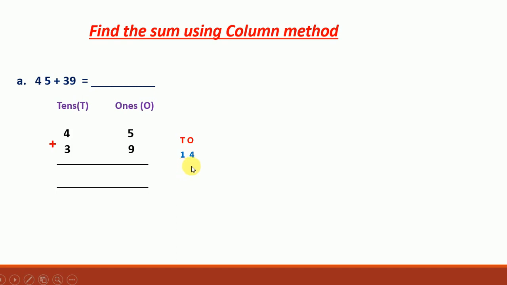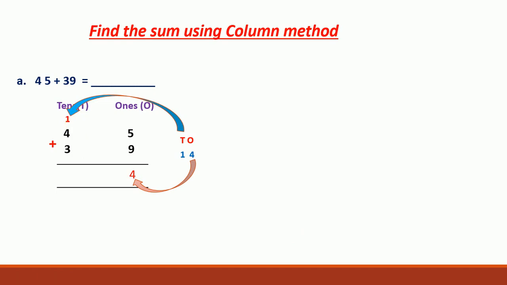So from that 14 we only write the ones place down in the answer. In 14 we have 4 ones, so only 4 we write down. In 14 there is 1 ten. This 1 ten we need to carry over to the tens place.